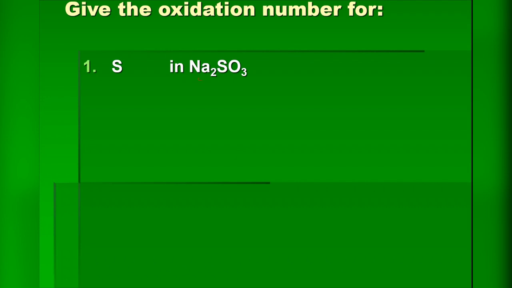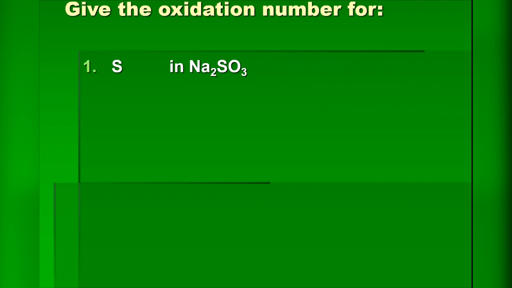Na2SO3, so Na is +1 and there are 2, so it's +2. Oxygen is -2 and there are 3, -2 times 3, so it should be -6. So +2 -6 is what? -4. So sulfur should be +4 because we need the overall charge on a compound to be 0. So the answer should be +4.